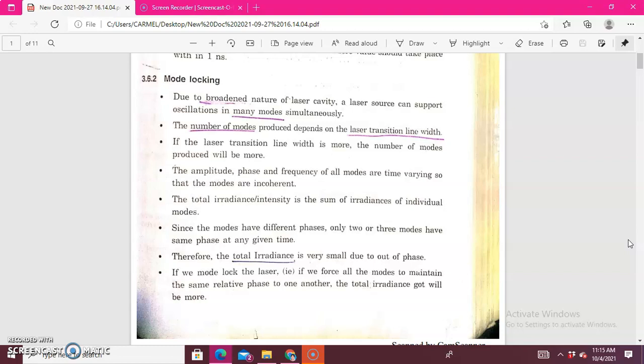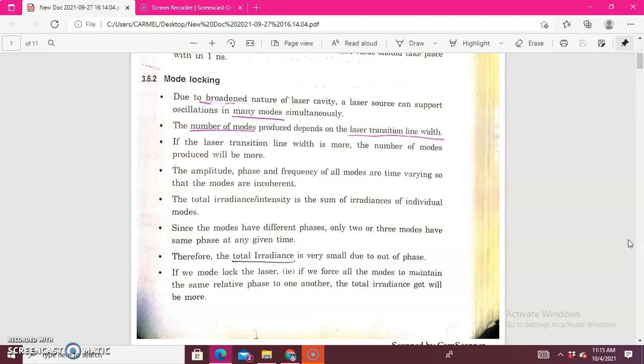Q switching also produces a very short, giant pulse, and this is another technique, that is due to the broadening nature of the cavity. This will also support the oscillations in many modes. During this, we can create a laser transition line width, and not only that, we can create pulses of light of extremely short duration, in the range of pico to femto, that is 10 power minus 12 seconds to 10 power minus 15 seconds. And this is also called ultrashort pulses.